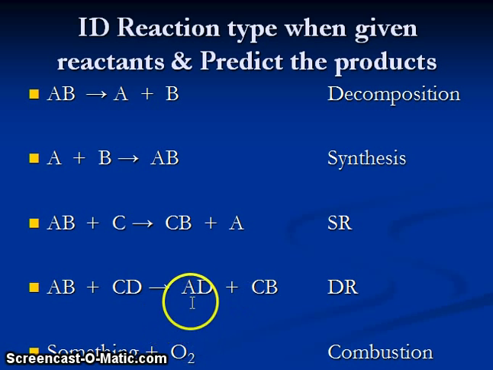Please note that cations, positive ions, are always written first, and anions, negative ions, are always going to be written second. Our last reaction type is a combustion reaction where we have some chemical substance reacting with oxygen. Please note that oxygen must be a reactant in combustion processes.